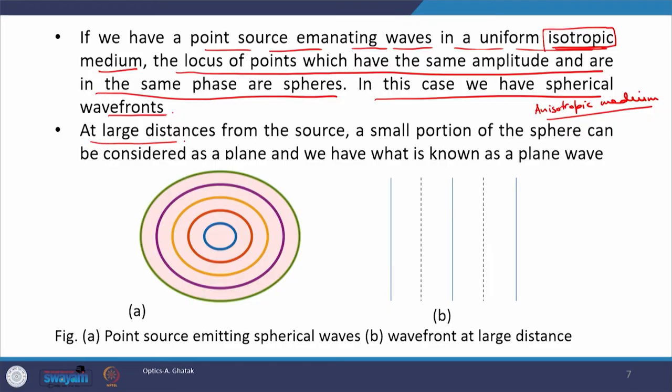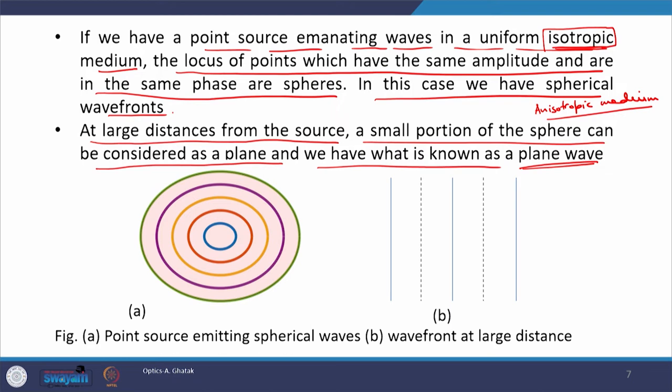Okay? Therefore, at a larger distance, we can treat a circular or a spherical wavefront as a plane wavefront. Okay? And this is what is written here. At large distances from the source, a small portion of the sphere can be considered as a plane, and we have what is known as plane waves or plane wavefronts.